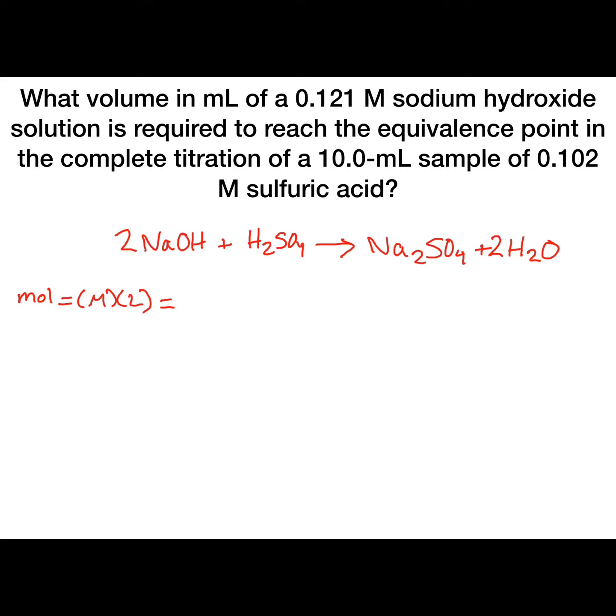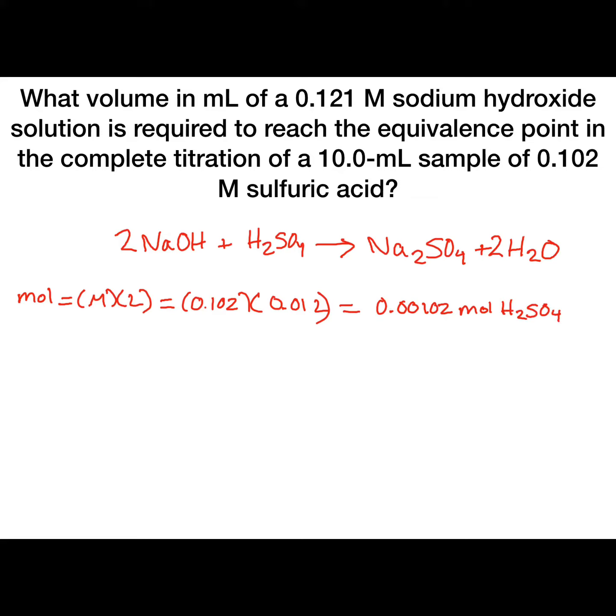So it says that we have 0.102 molarity of sulfuric acid, so that's 0.102 times the liters. So in this case, 10.0 milliliters. In order to convert that to liters, you divide 10 by 1,000. So 10 milliliters is the same as 0.01 liters. Okay, so when you multiply those together, we get 0.00102 moles of our sulfuric acid.